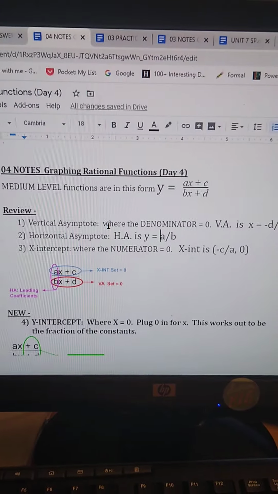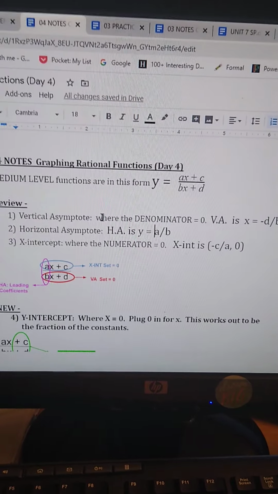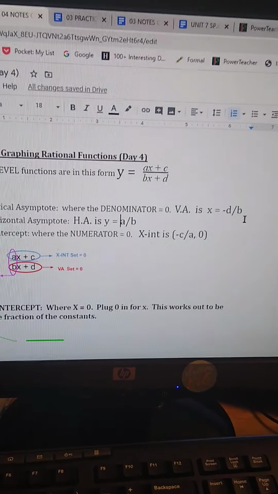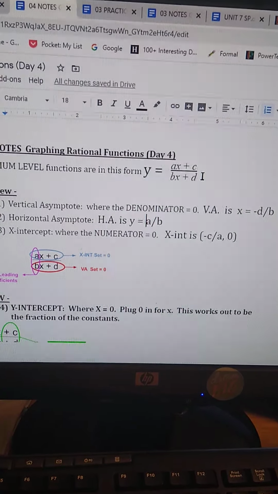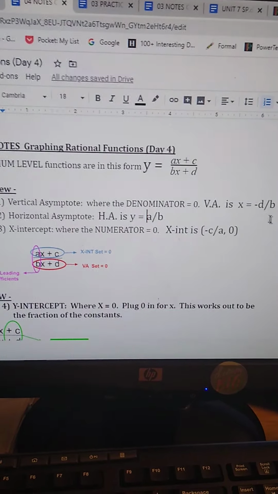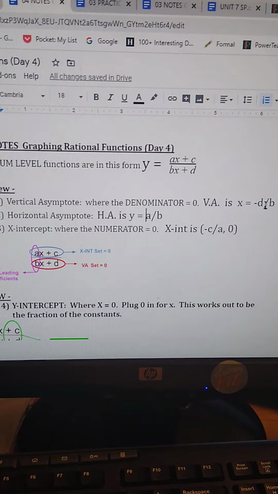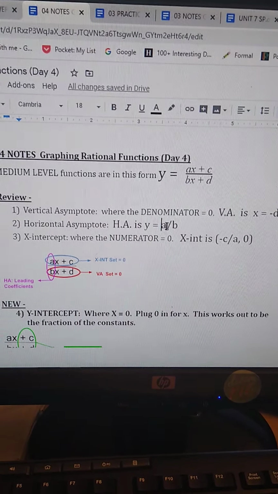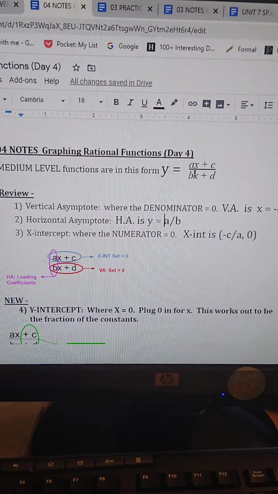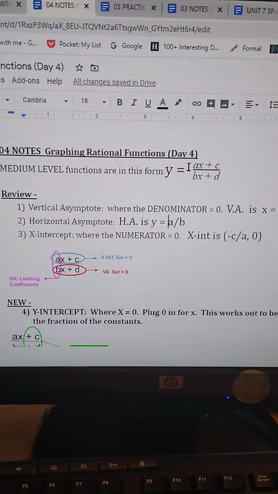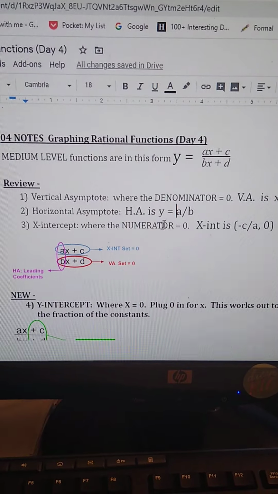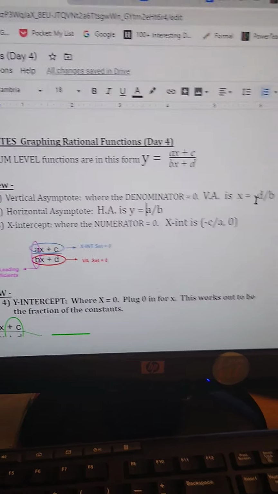So just to review, a vertical asymptote is where the denominator equals 0, and for right now that's just solving this denominator for x, which as a formula ends up being negative d over b. Horizontal asymptote is y equals the leading coefficients a over b. Now again, these are going to get more complicated, but for right now it's just the leading coefficients a over b. Make sure you have x equals and y equals.